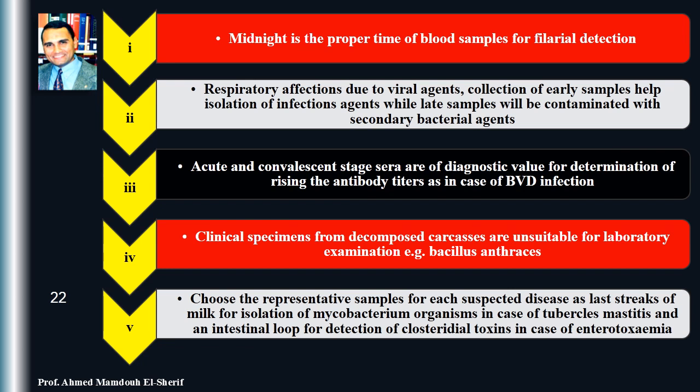Number 4. Clinical specimens from decomposed carcasses are unsuitable for laboratory examination, such as for Bacillus anthracis. Number 5. Choose representative samples for each suspected disease, such as last streaks of milk for isolation of Mycobacterium organisms in case of tuberculous mastitis, and an intestinal loop for detection of clostridial toxins in case of enterotoxemia.